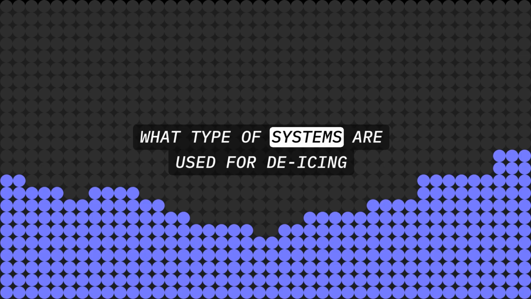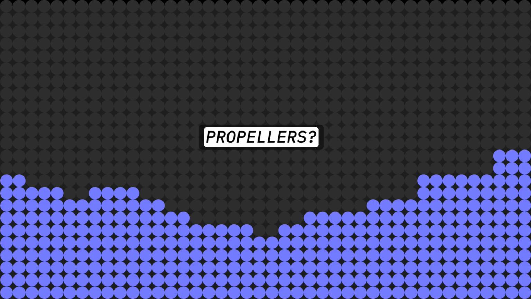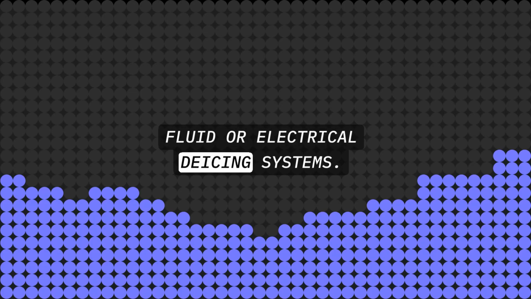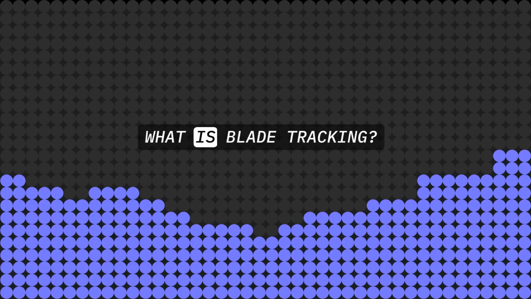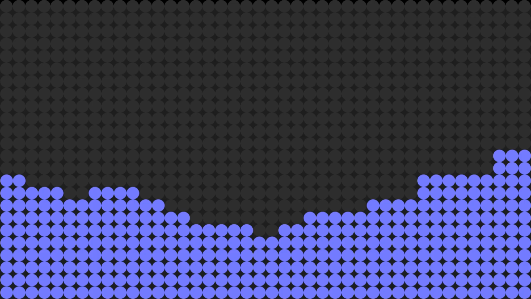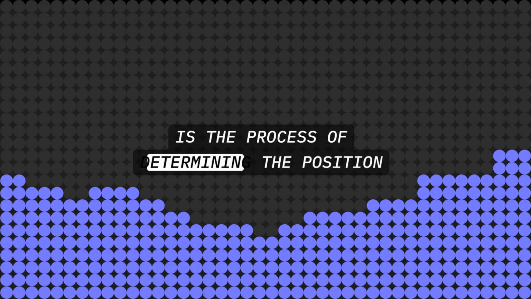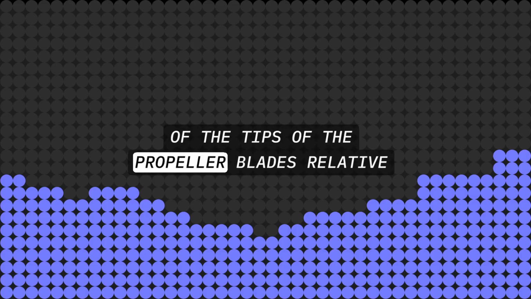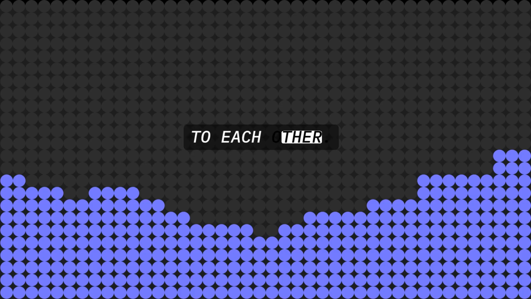What type of systems are used for de-icing propellers? Fluid or electrical de-icing systems. What is blade tracking? It is the process of determining the position of the tips of the propeller blades relative to each other.